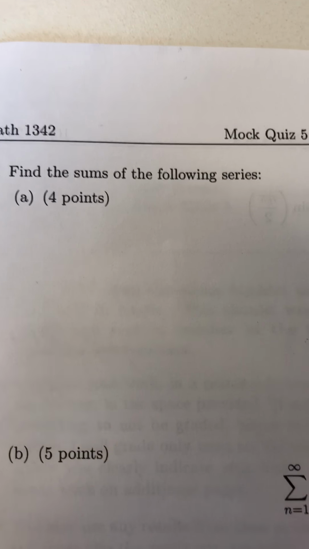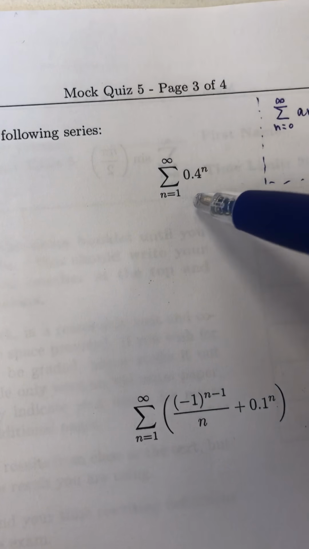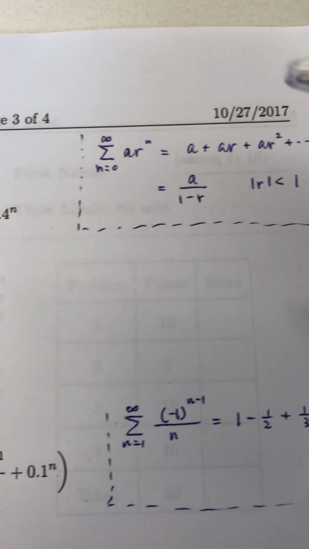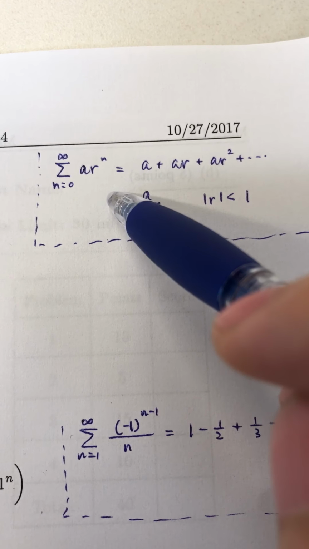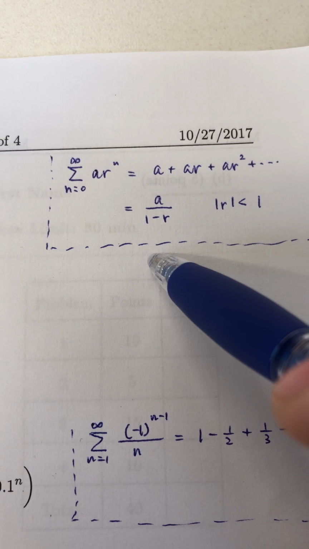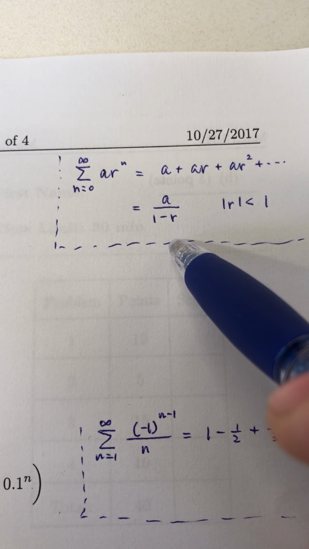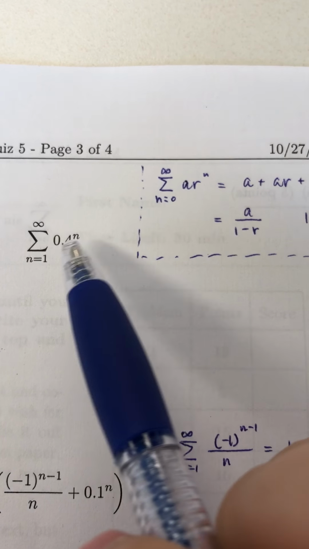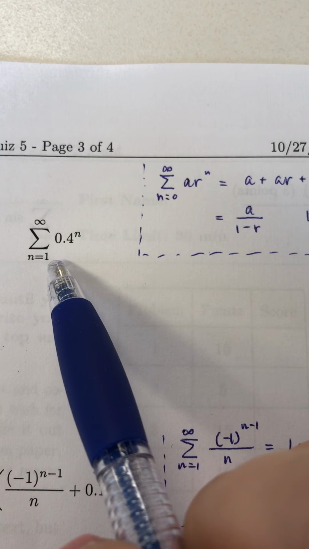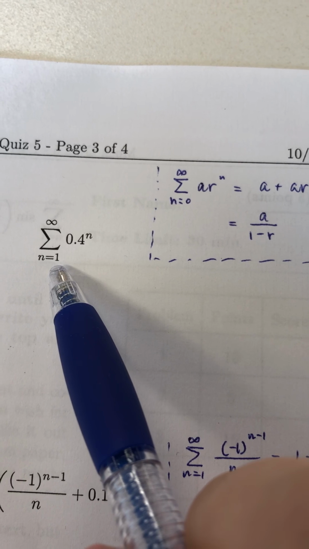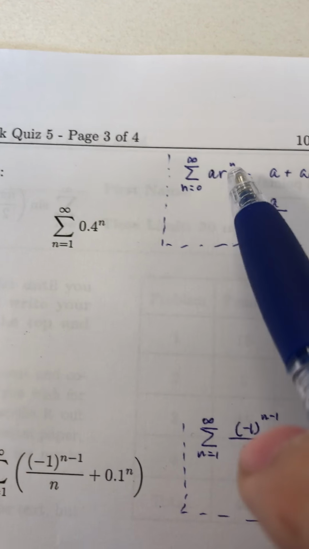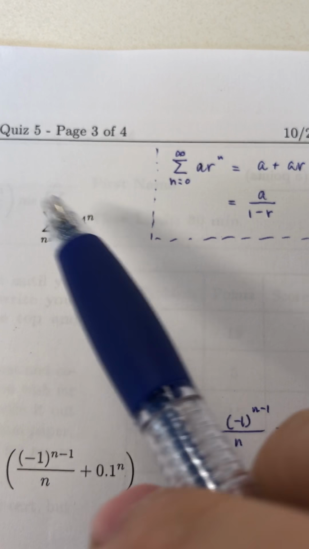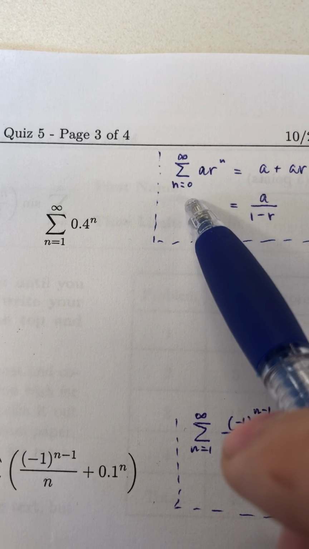Okay, number 3. For this one, see that this is a geometric series. We'll have to use the formula we talked about in class. And now, maybe you think this is not exactly the same because the n starts from 1 in the question, and this formula n starts from 0. Don't worry, okay? That is not essential.